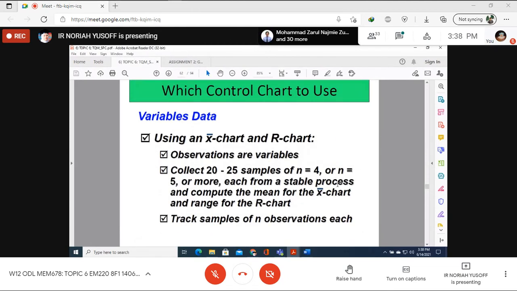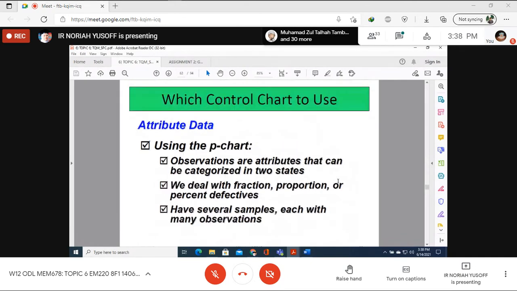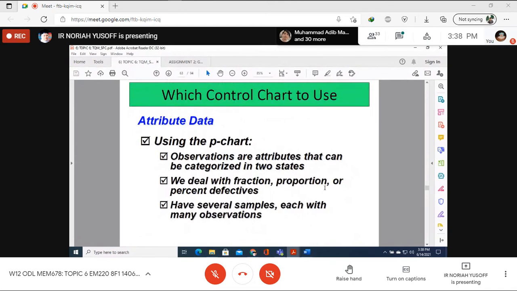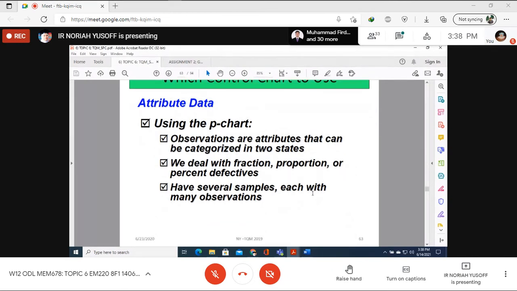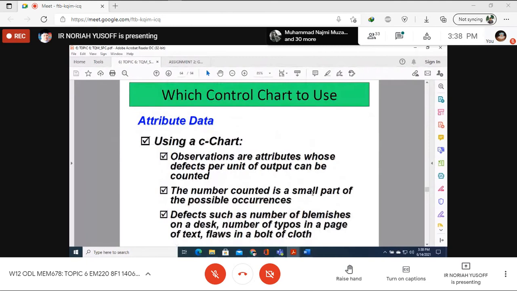So variable data as per chart. Ini kita dapat dah. Attribute observation are attribute that can be categorized in 2 states. Good or bad, pass or fail. Macam tadi lah. Okay. So usually kita akan guna untuk observe the visual inspection, benda yang just right or wrong saja. Okay. Functional test. Okay.